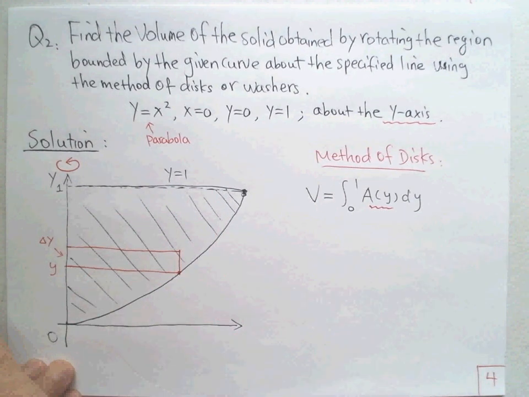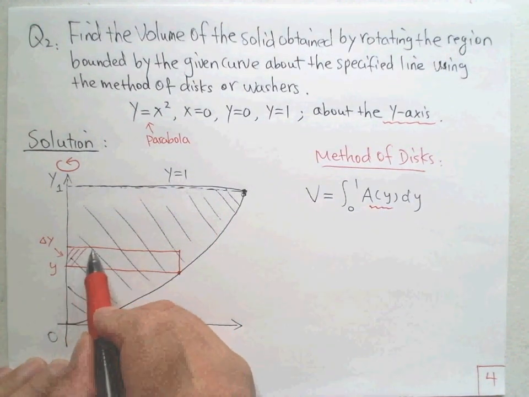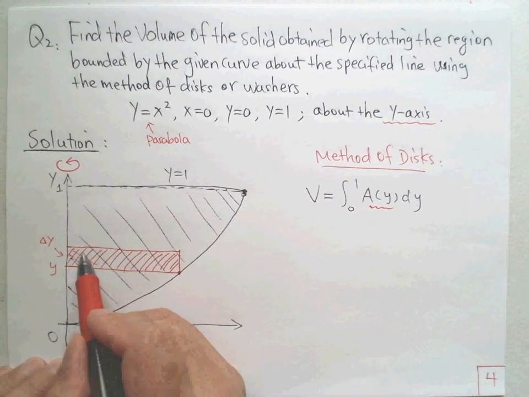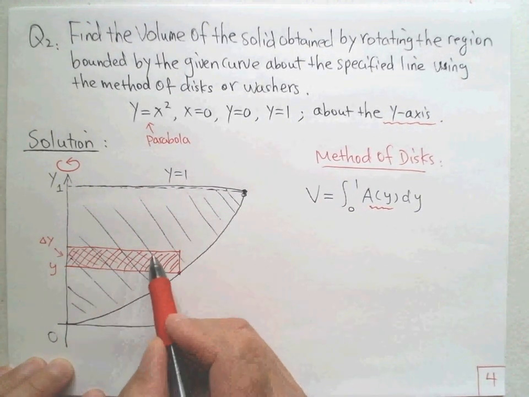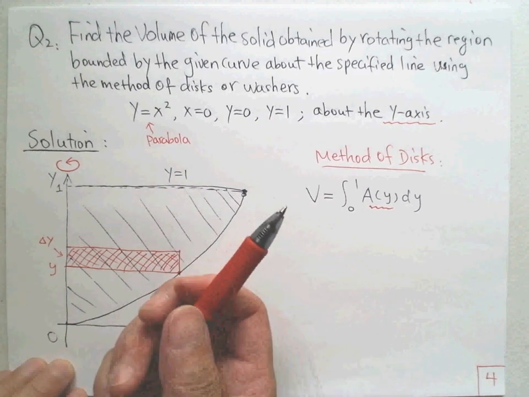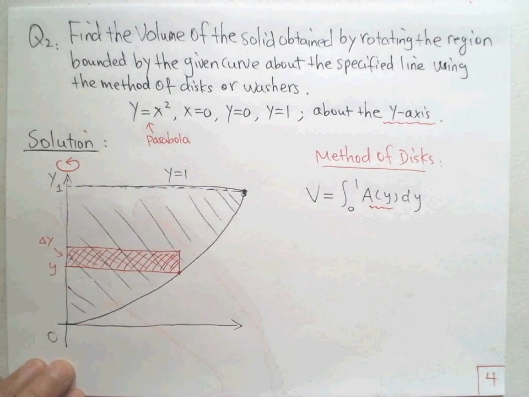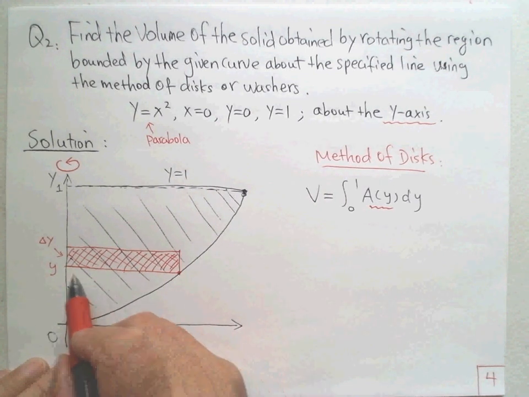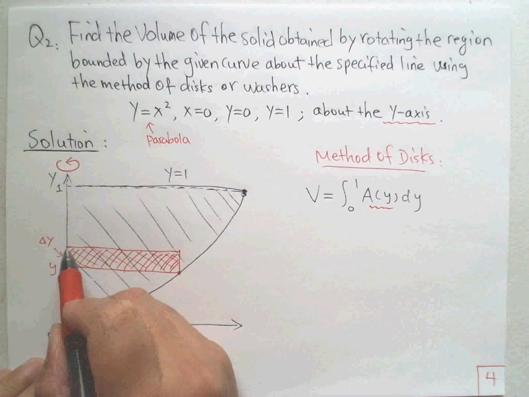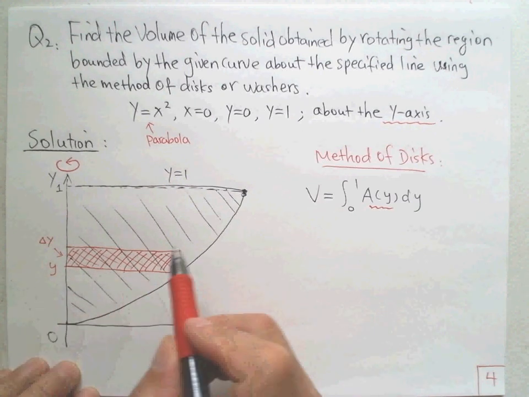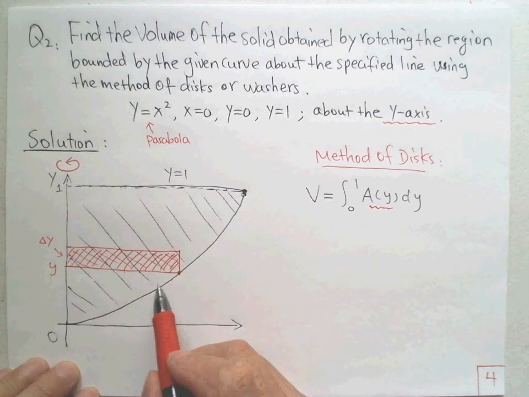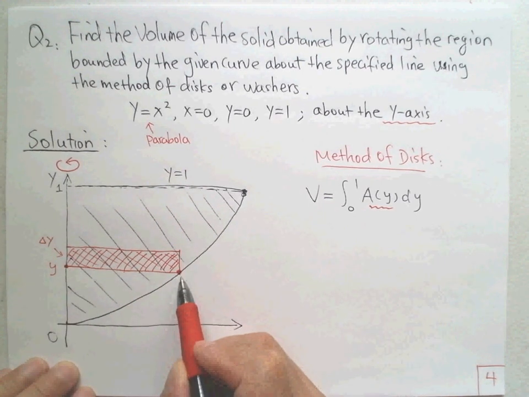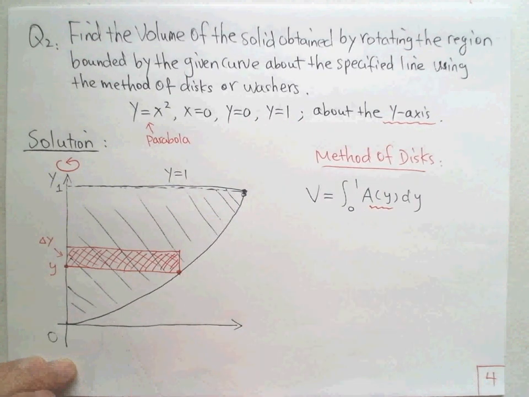Of course, when you take a limit, delta y goes to infinitely small. And I draw a little bit bigger so we can see it clearly. And this is the piece. If we take this small piece, rotated, what we get is the disk, right? So from here we can easily see this is the thickness of the disk. Where is the area of the disk? So where is the radius? The radius is from this point to this point, right?